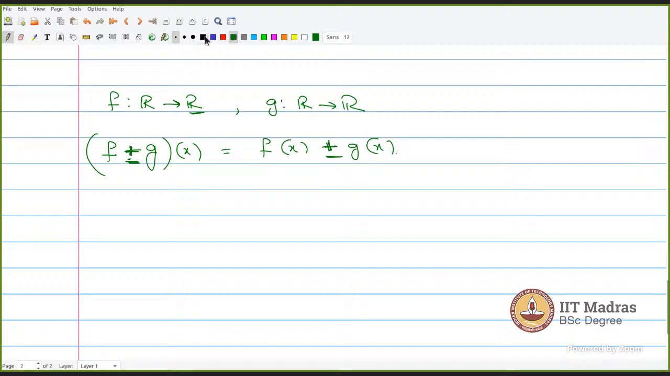Now fg. This is a product. This is not a composite function, this is a product. A composite function will be denoted like this, f circle g of x. So this is a composite function.